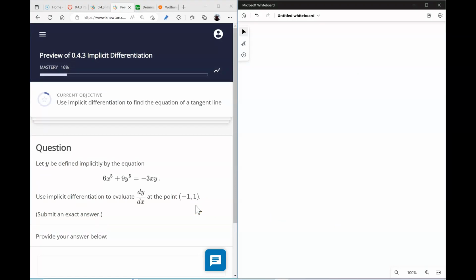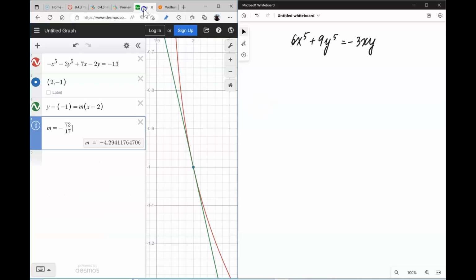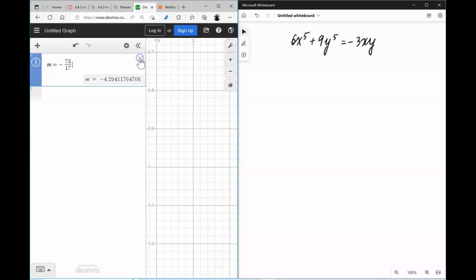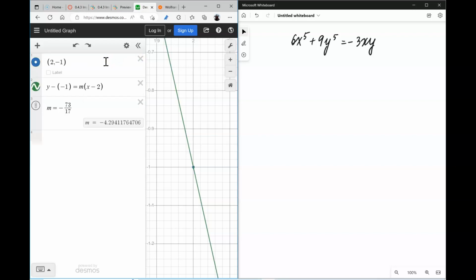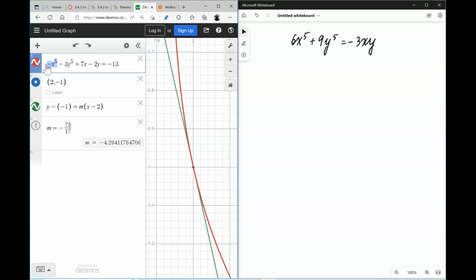All right, we have another. So we have 6x to the fifth plus 9y to the fifth equals negative 3xy. Looking for the slope of the tangent line at point negative 1, 1. Let's play this game. Let's just try to guess it. I think that's a good exercise. I shouldn't have erased everything. We have 6x to the 5 plus 9y to the 5 is equal to negative 3xy.